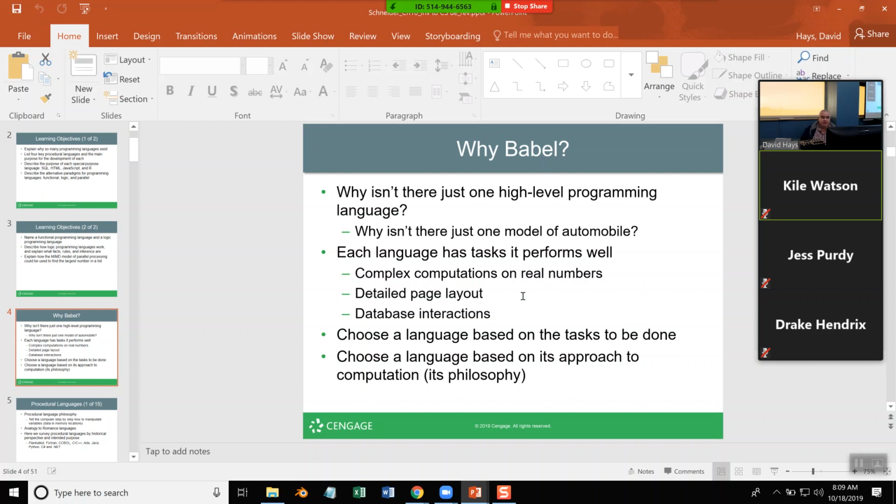So again, you may have the opportunity to work with a lot of different languages. All of them had their own unique characteristics and reasons why you'd want to use them. That's what it says: choose a language based on tasks to be done. Choose a language based on its approach to computation, its philosophy.